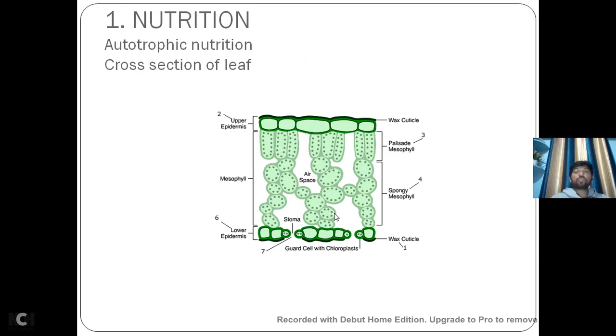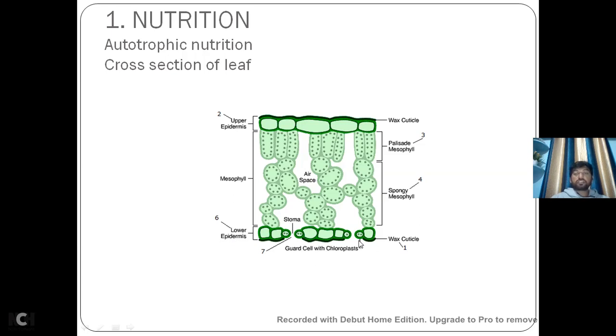This is the section of a leaf, right? This is a cross section of the leaf. This is the upper epidermis of the leaf, and the palisade mesophyll, spongy parenchyma, mesophyll cells, and here in the lower epidermis there is a presence of stomata, right?